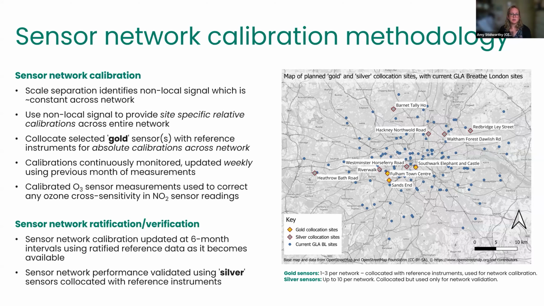Although the calibration approach only requires a small number of gold sensors, between 1 and 3 per network, we have co-located sensors with a larger number of reference instruments in this network. We have 3 gold sensors: 1 principal gold sensor and 2 backups. The remaining collocations we're designating silver sensors, and these will be used for assessing network performance by Ricardo as part of their annual independent assessment.